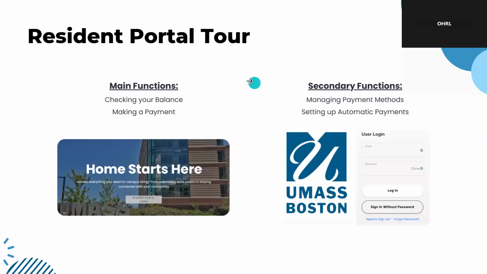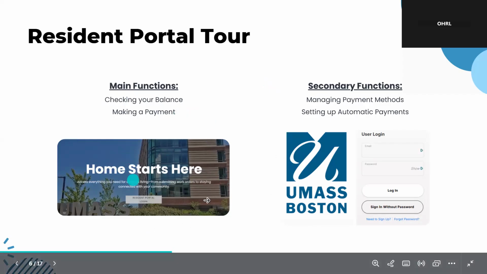Let's take a look at the resident portal and some of the functions for that. Again, all of you who've been to the resident portal to sign your housing license agreements required to actually get confirmed for on-campus housing in the first place. But beyond just the ability to sign your housing license agreement, the main functions of the resident portal are to check your on-campus housing balance and to make a payment towards your on-campus balance.